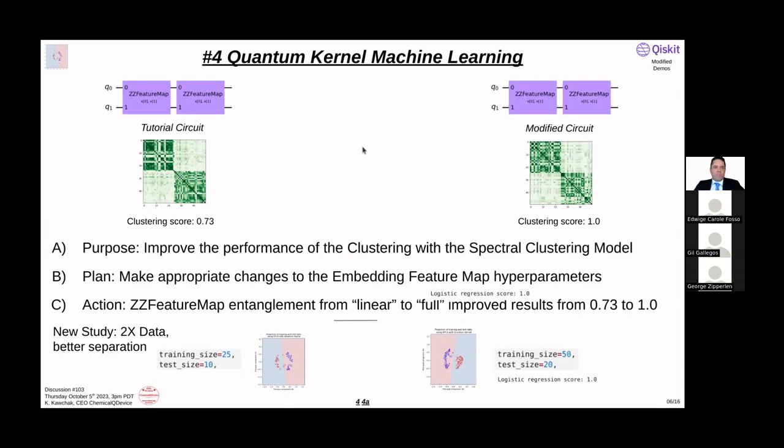So this next one is this clustering score. I was able to improve it last time to a 1. In other words, it's 100% accuracy. It's a score that they put on it. And then what I did differently in this one is I doubled the data.